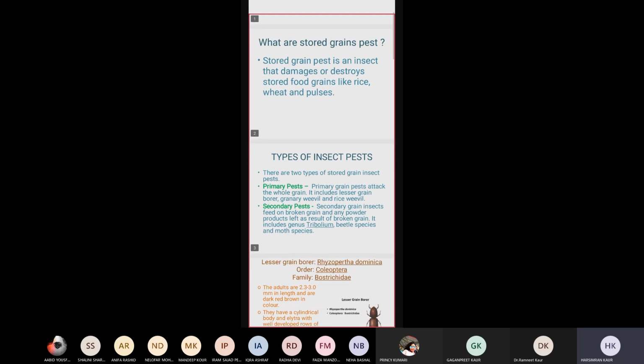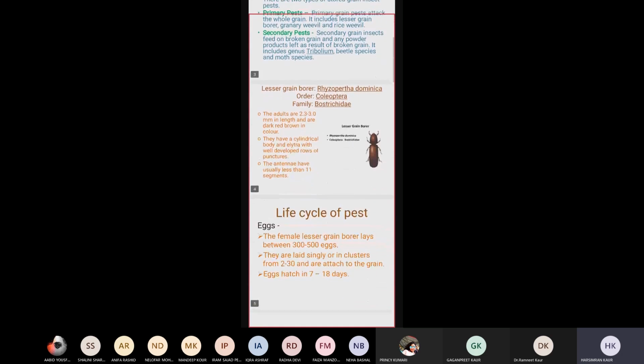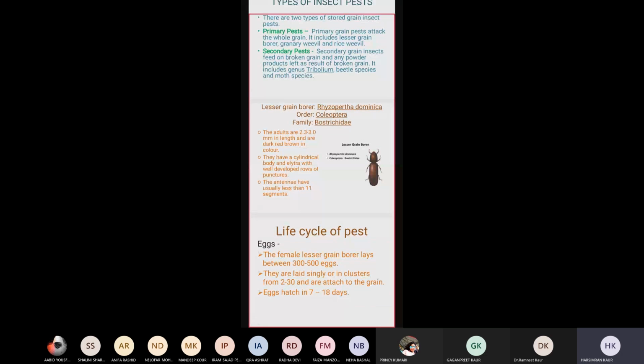Then moving further, let us discuss such pests one by one. First one is lesser grain borer. Its scientific name is Rhyzopertha dominica. It belongs to order Coleoptera, family Bostrichidae. Its adults are 2.3 to 3 mm in length, and their color varies from dark red to brown. The lesser grain borer adult has a cylindrical body and elytra with well-developed rows of punctures.